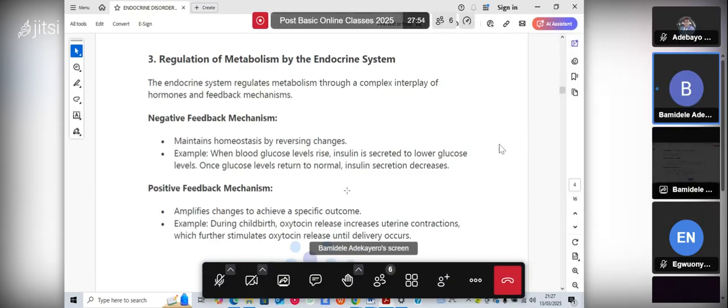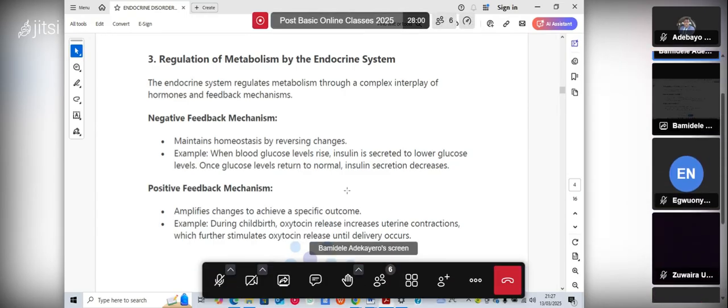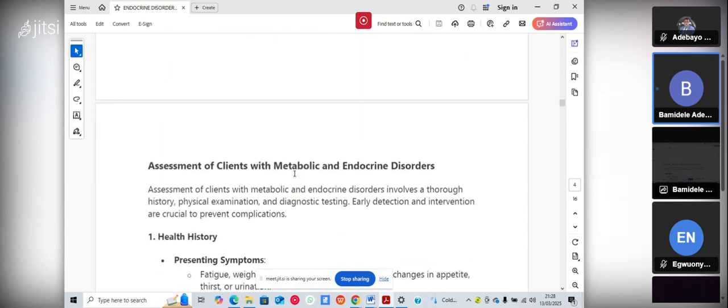It's divided into two mechanisms. You have the negative feedback mechanism and the positive feedback mechanism. The most common one is the negative feedback mechanism, and it works by reversing changes. It functions in a reversing order, while the positive feedback mechanism functions in an amplification order. Let me give you an instance.